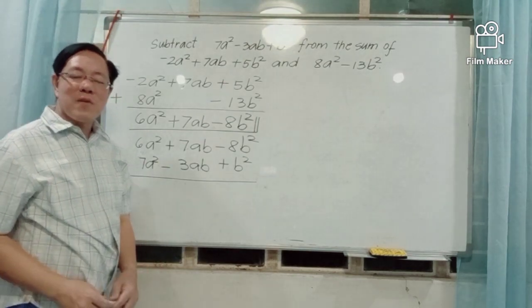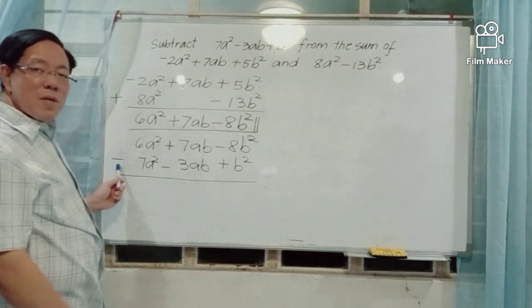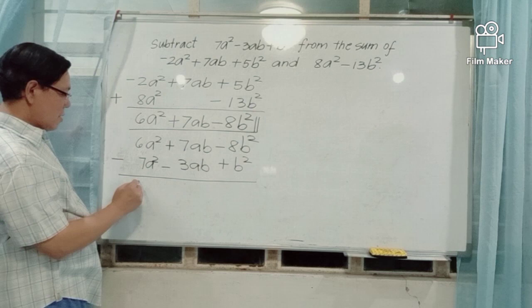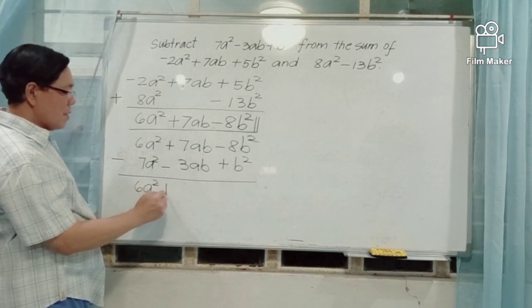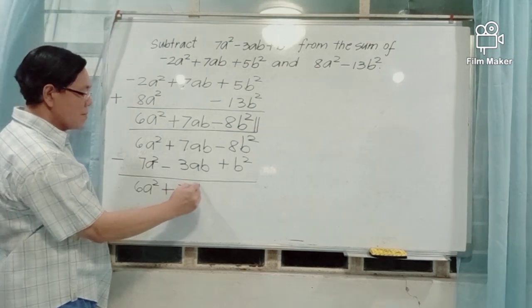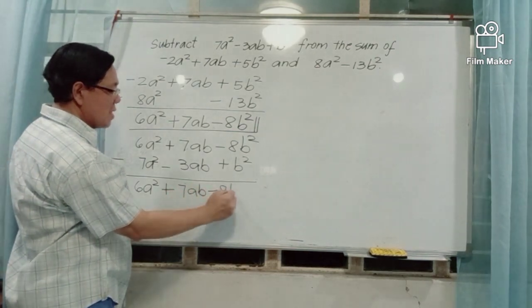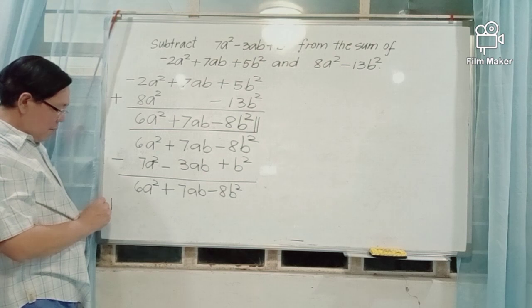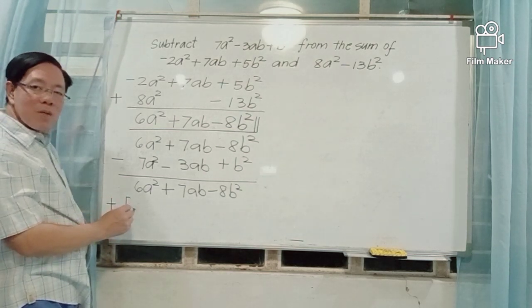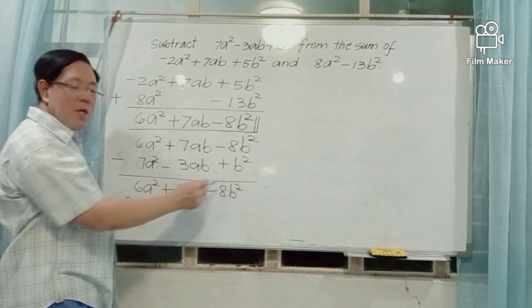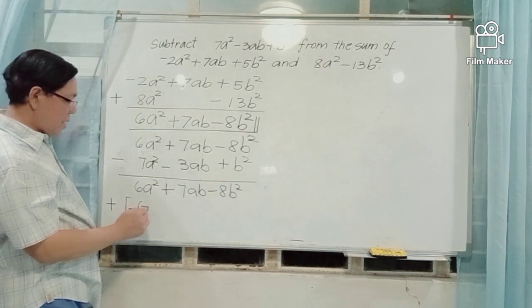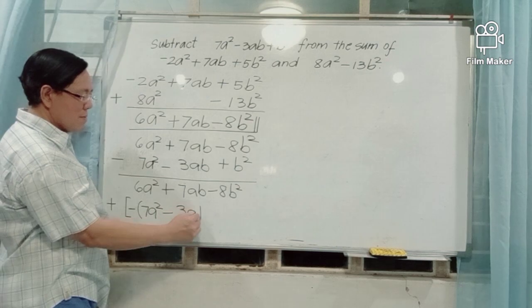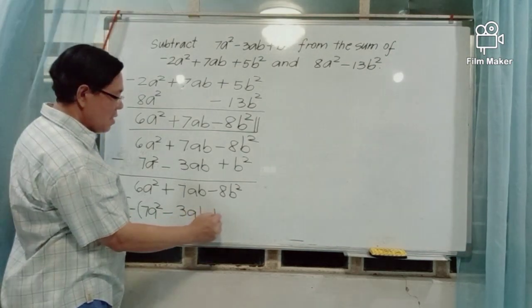And using the definition of subtraction, we write this difference as the sum of this trinomial, 6a squared plus 7ab minus 8b squared. We now write subtraction as addition, plus the negative of this trinomial, negative of 7a squared minus 3ab plus b squared.